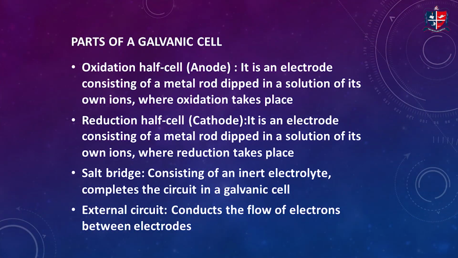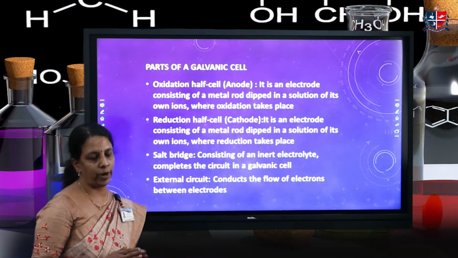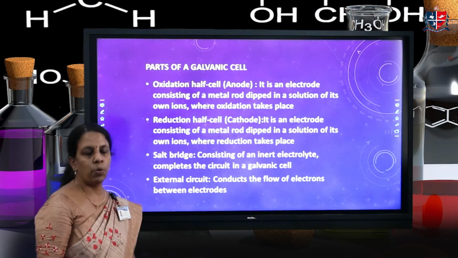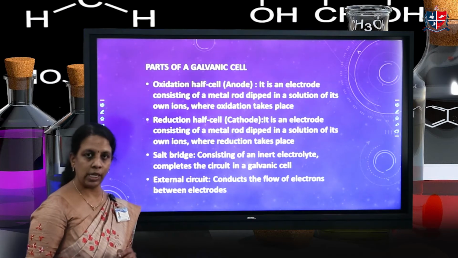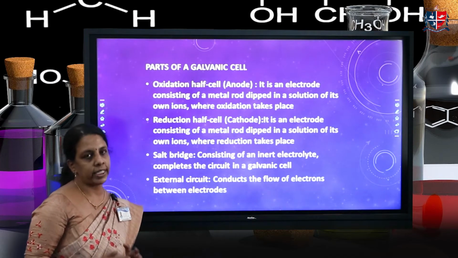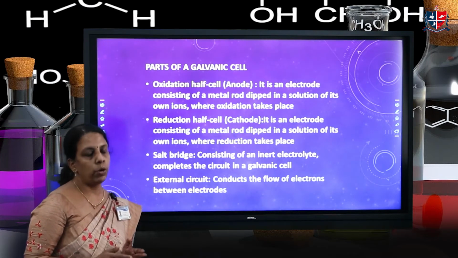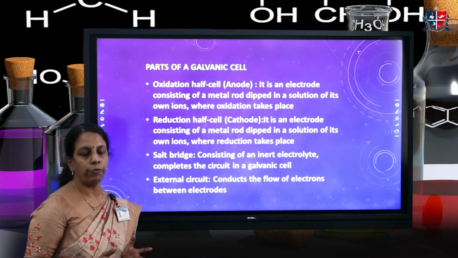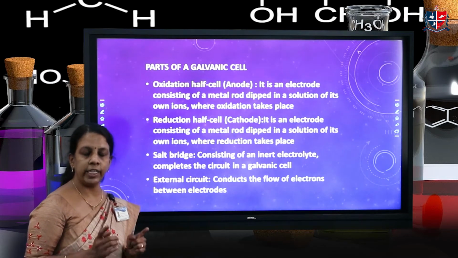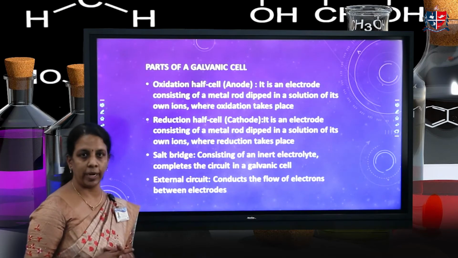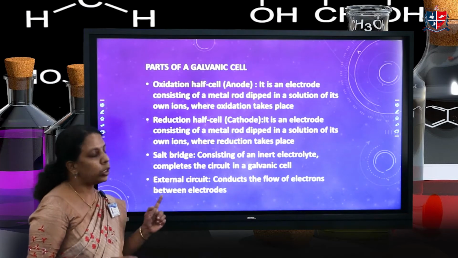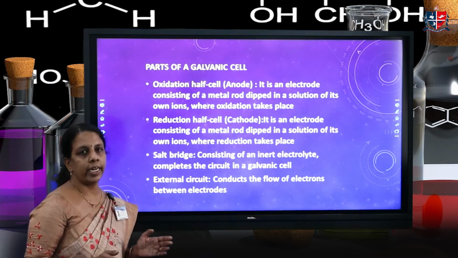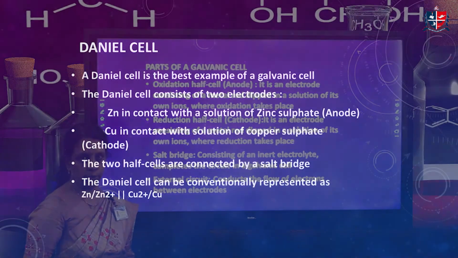Okay. Now we come to parts of a galvanic cell. A galvanic cell can be divided into two half cells. One is the oxidation half cell or anode, and the other one is the reduction half cell or cathode. Both the cells consist of a metal rod which is dipped in a solution of its salt. And these two solutions will be connected by a special arrangement called a salt bridge. Then both the electrodes will be connected through an external circuit.